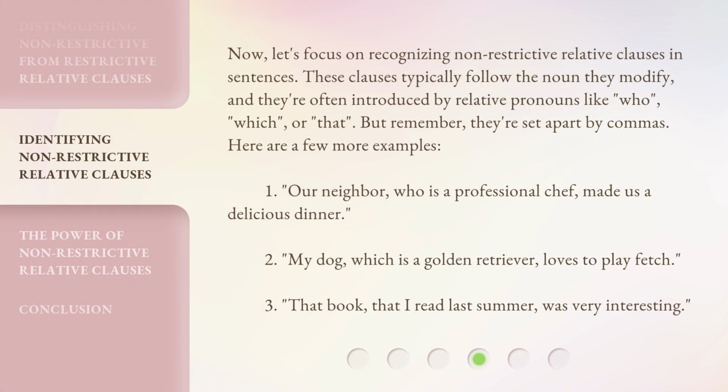Now, let's focus on recognizing non-restrictive relative clauses in sentences. These clauses typically follow the noun they modify, and they're often introduced by relative pronouns like who, which, or that. But remember, they're set apart by commas. Here are a few more examples.